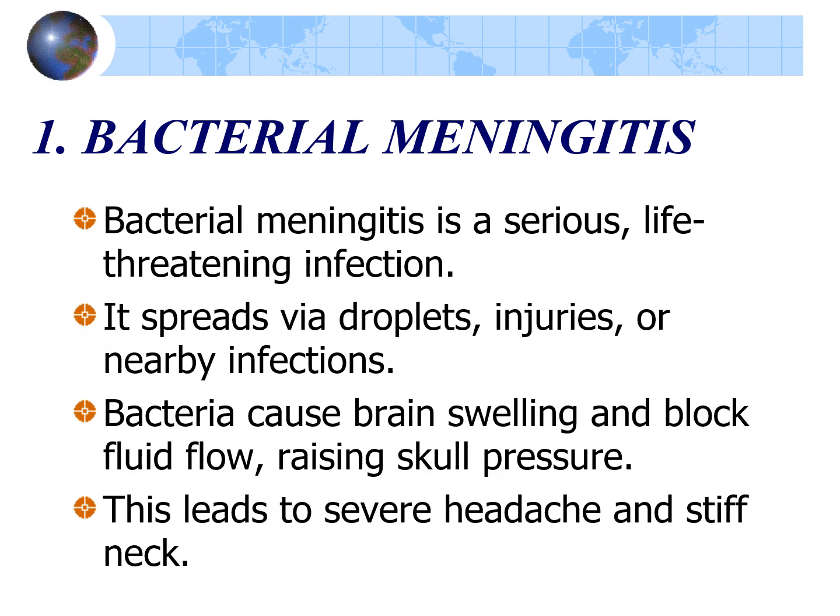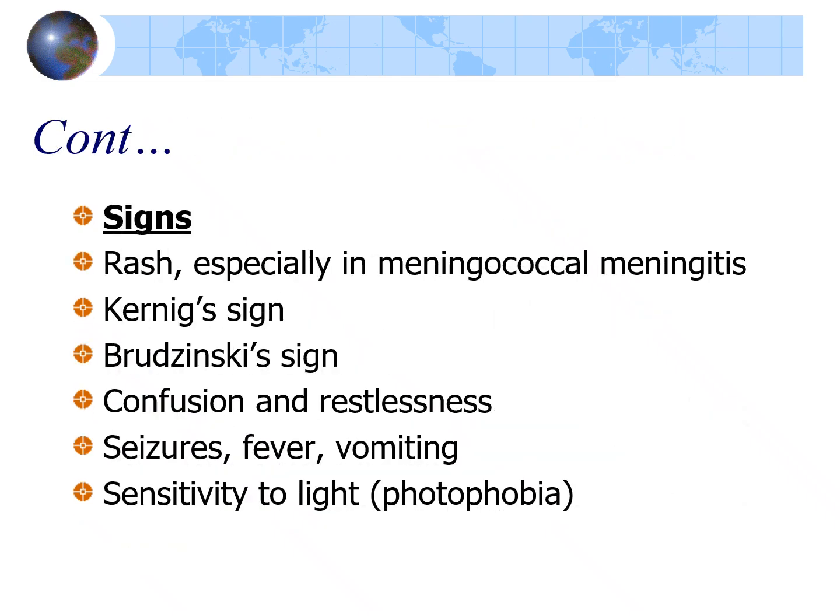The inflammation causes swelling in the brain, blocks the flow of cerebrospinal fluid, and increases pressure inside the skull. This explains why patients get severe headaches and neck stiffness. So the signs to watch for are rash, especially in meningococcal meningitis, Kernig's and Brudzinski's sign, also confusion, restlessness, seizures, fever, vomiting, and also photophobia.